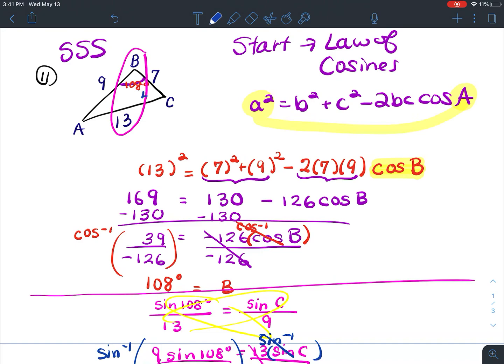Sorry, angle C. And if I know two of the three angles, I can just take the two angles I know, subtract those off of 180, and what I'm left with would have to be the remaining angle. Angle A would have to be 31 degrees.